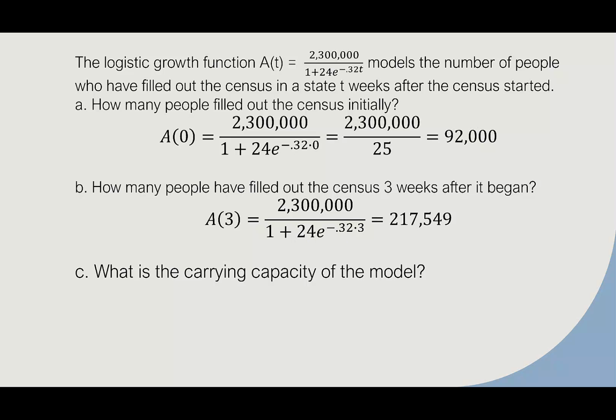Carrying capacity will be that value of C that's in the numerator. So you don't have to do any work. You know it's equal to 2.3 million. Remember, use your calculators to help you as you solve these problems. Because e has 2 parts in the exponent, both the rate and the time, you want to make sure you put parentheses around that part so that you get the right answer.